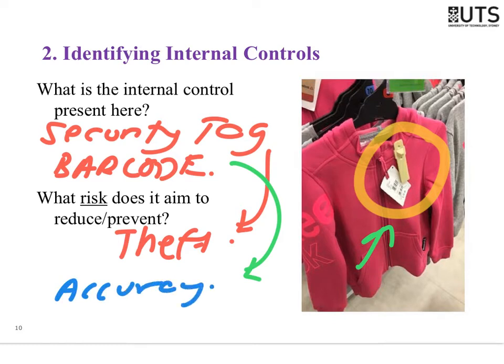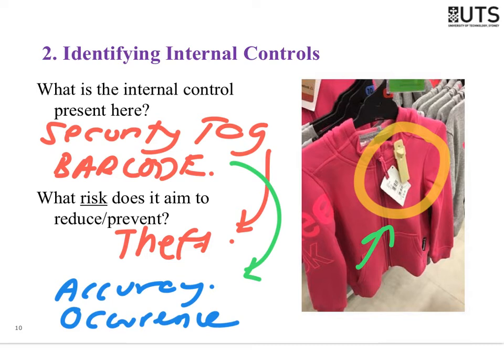By requiring that barcodes need to be scanned in order to be sold, that's occurrence. Because by scanning it, the sale really happened. Do you see what I mean? So everything that you see in everyday situations such as this one, they're giving you examples of controls.